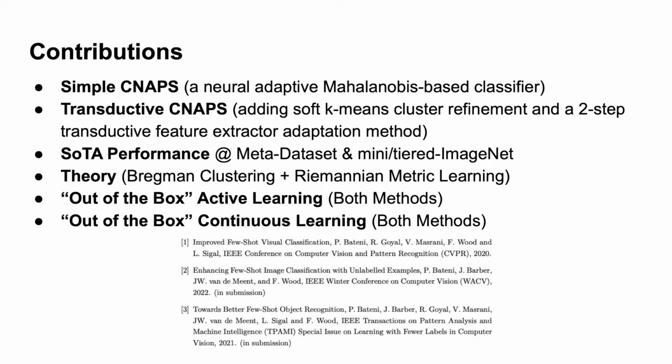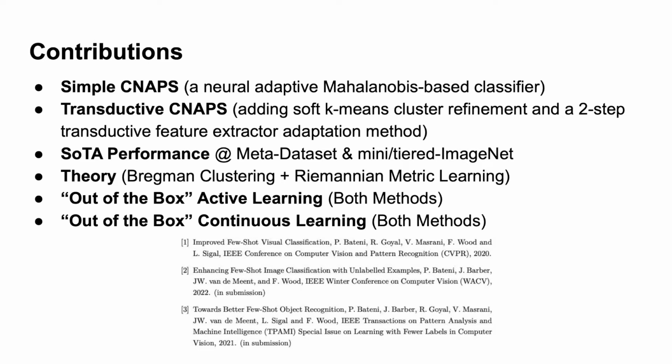This was done by my co-authors, primarily Waden and Dr. Van der Ment, doing most of the work on Bregman clustering, and Jared Barber, who is the second author on the second two batch of papers listed, who led the work on Riemannian method training. And lastly, we also evaluate both methods in the context of out-of-the-box active and continuous learning.